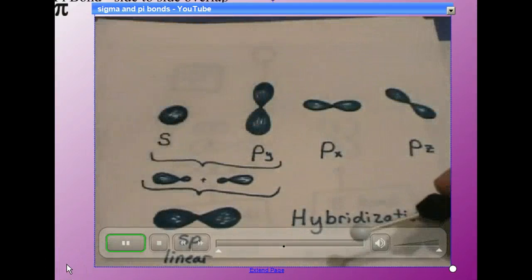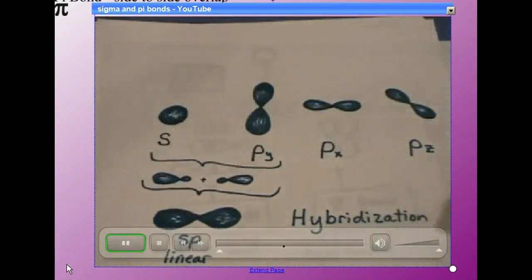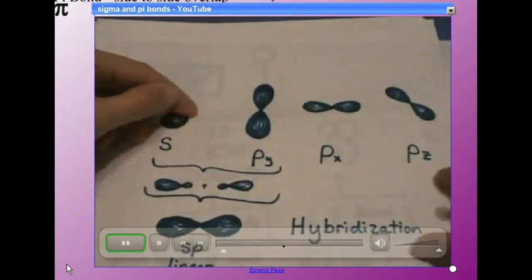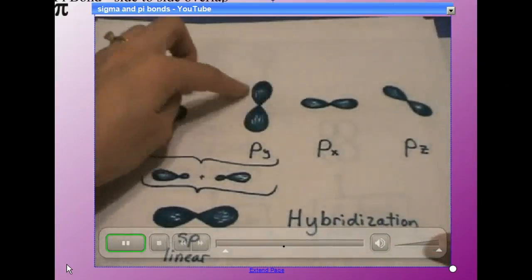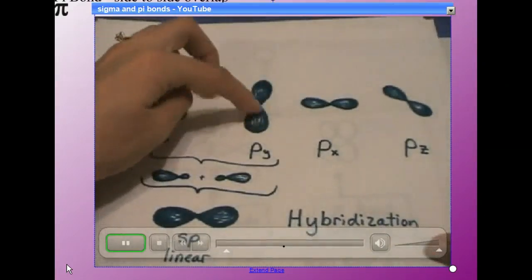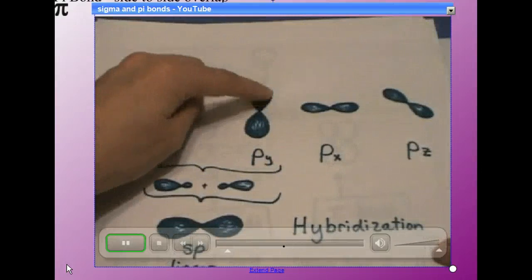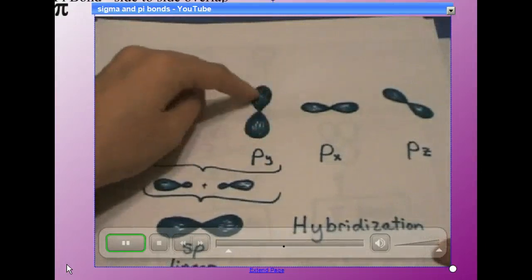An s orbital is a sphere. A p orbital is a dumbbell. And these are just shapes that describe the probability of finding an electron in that space. So in an s orbital, the electron could be anywhere in that sphere. In a p orbital, the electron could be anywhere above or below the nucleus in this nice little dumbbell shape.